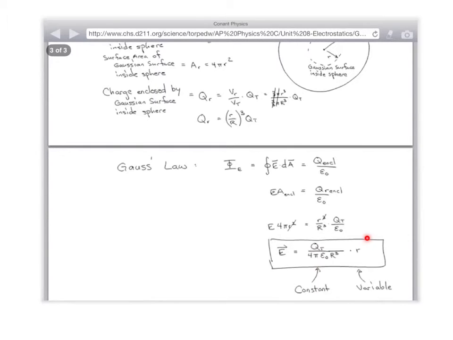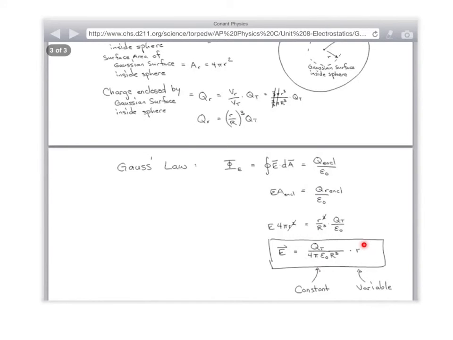How many constants do we have? Is Q constant? Yes. Is 4 constant? Yes. Pi, epsilon naught. Is capital R constant? Yes. Is little r constant? No, that's your variable. So the electric field is a constant times r. What kind of equation does that make? It's a line. Got it? It's a line.